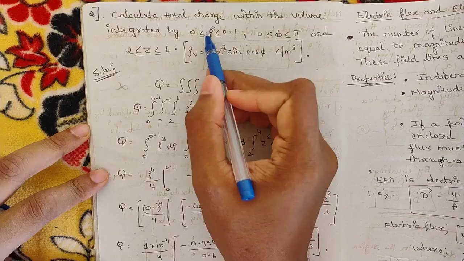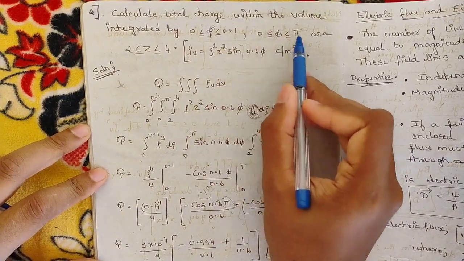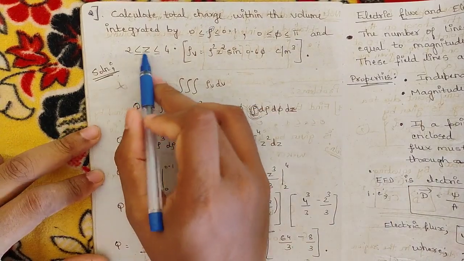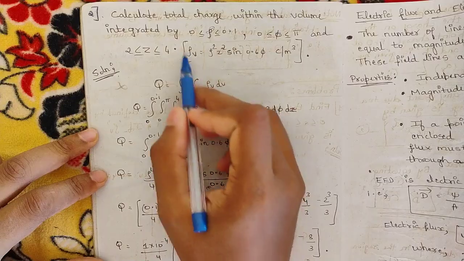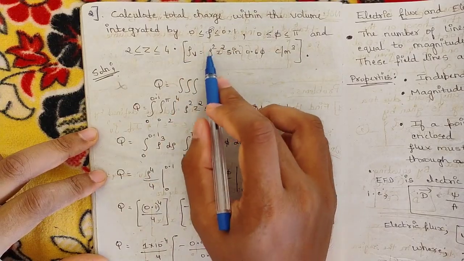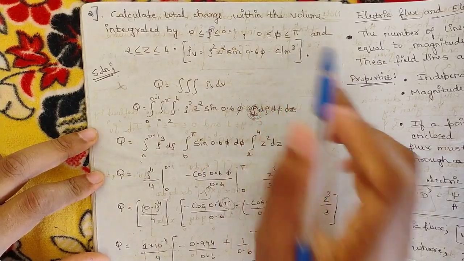Rho is varying from 0 to 0.1, phi from 0 to pi, and z from 2 to 4, where the volume charge density rho v is given by rho square z square sine 0.6 phi coulombs per meter cube.